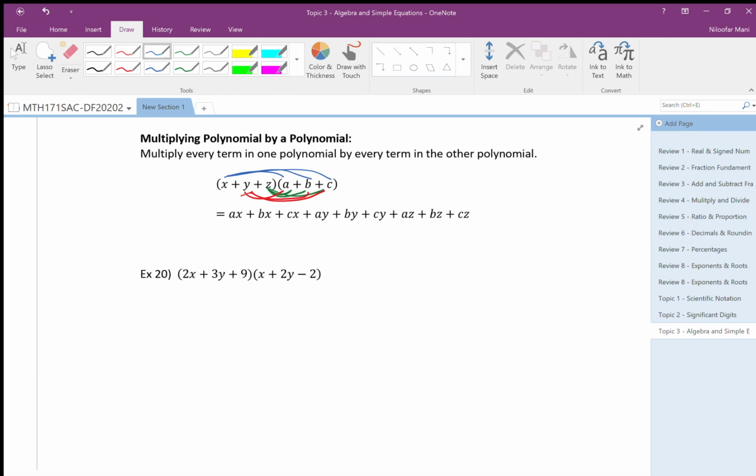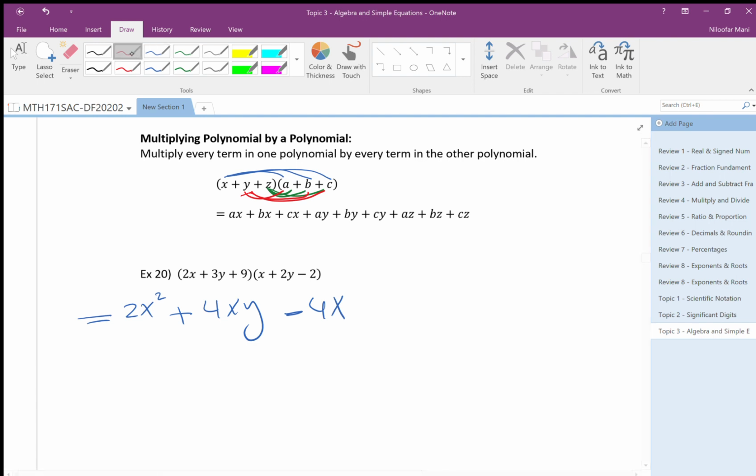You have to collect them. You have to simplify them. Okay, so here I do 2x times x equals 2x squared, because 2x multiplied by x. Then I do 2x and 2y, so it's 4xy. Then I do 2x and minus 2, which is minus 4x. Now I go to the next one.